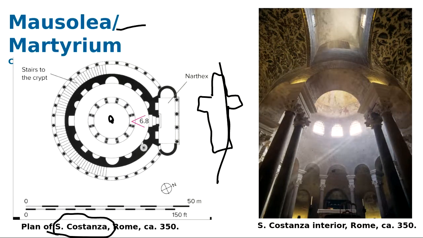And you see this narthex idea. It's playing with the concepts of the basilica. You start seeing a lot of the same concepts, but they're shaped around. You see a narthex. You see this aisle.